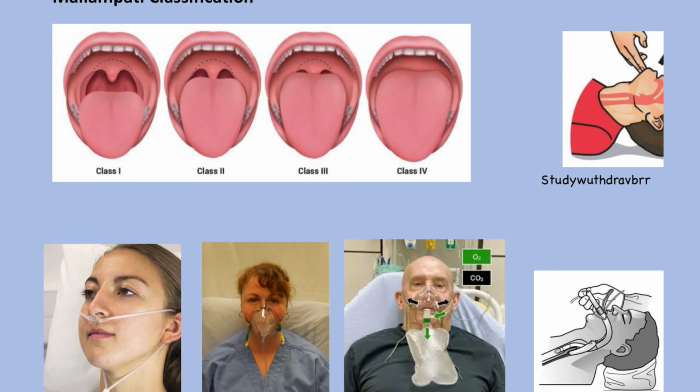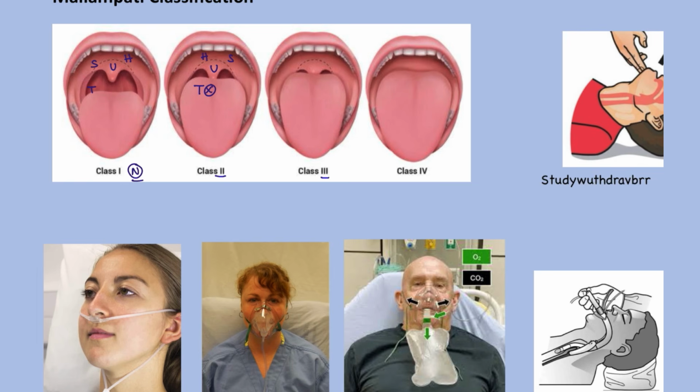So the class 1 people are normal. You can see the uvula here. You can see the tonsillar pillars, and also the hard palate and the soft palate. All will be visible in patients of class 1. We can consider these patients normal. And in patients of class 2, the tonsils are not seen. The uvula is seen, and the soft palate and hard palate are seen.